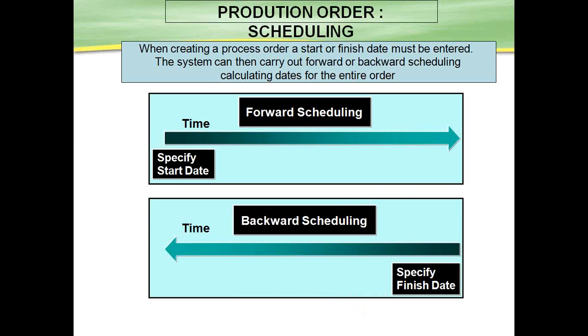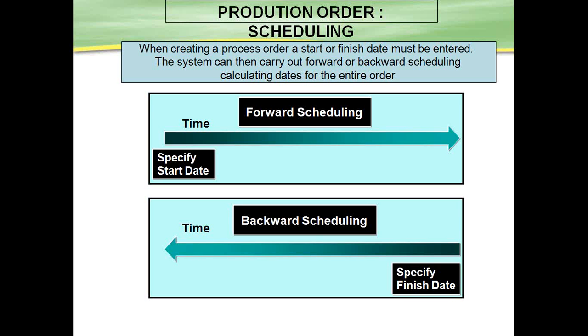Then production order scheduling. When we create a process order or production order, we must have a start and finish date of our order so that we'll be able to know when we will be able to dispatch the material to the customer. So it is called the scheduling of the production.